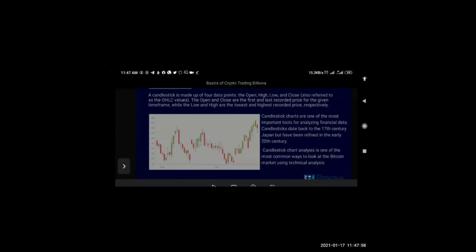So pictorially, if you represent this information, it should be something like this. This is the open here, and this is the close. This one is at the left, and this one is at the right. And then we have these lines that you are seeing, we call them wicks, plural wicks, or shadows. This one is the low, that is the lowest price, and this one is the highest price.